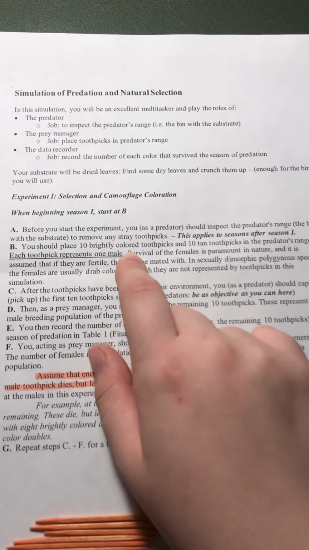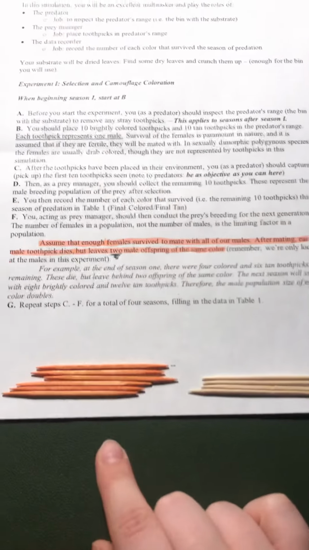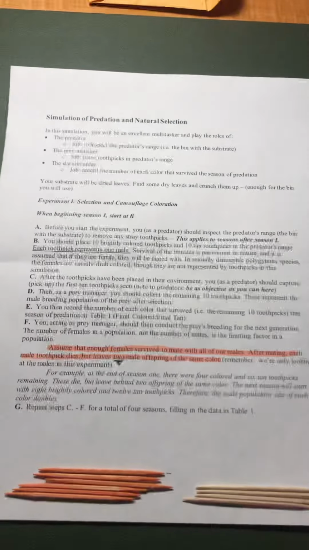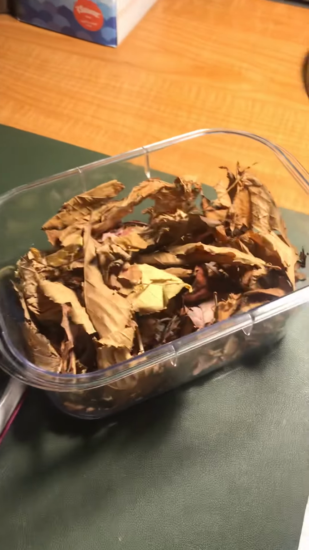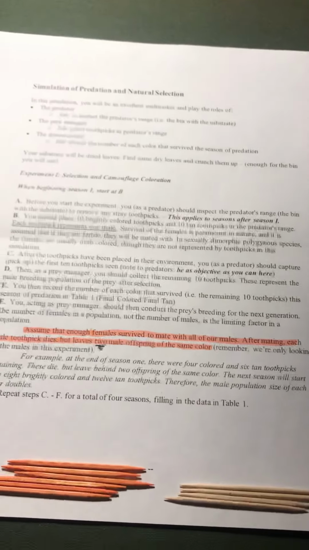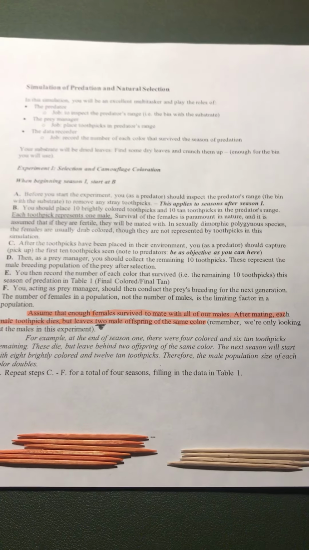So you want to have 10 brightly colored toothpicks. You're either going to have orange or blue, I think, that we gave you, and then 10 tan or just not colored toothpicks. 10 of each go in your range, which should just be something like this. I just have a little container with leaves in it, and you want to crush up the leaves as well as you can. So you're going to have 10 of each in there.